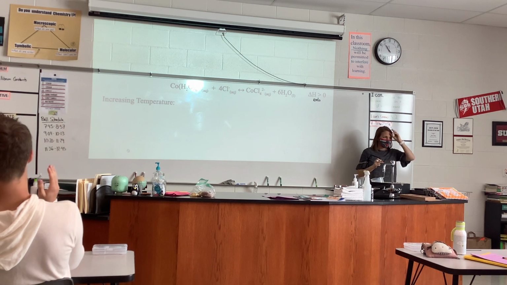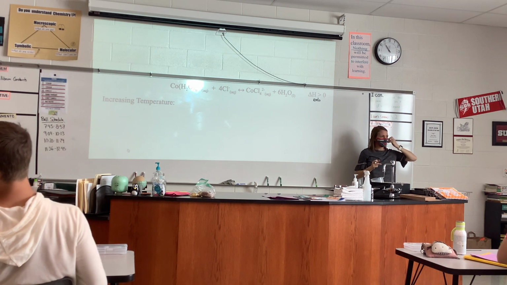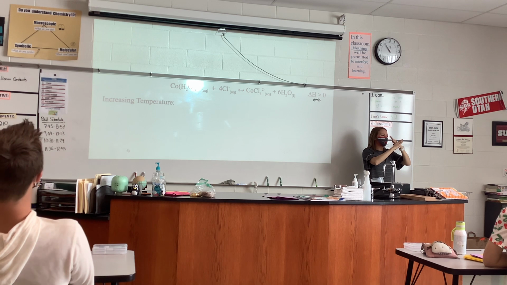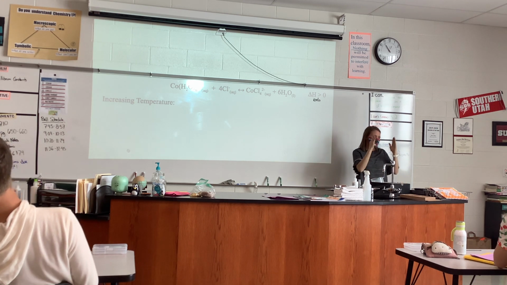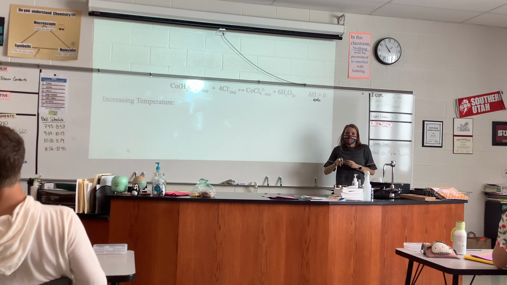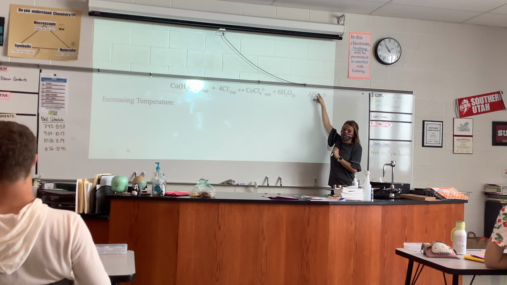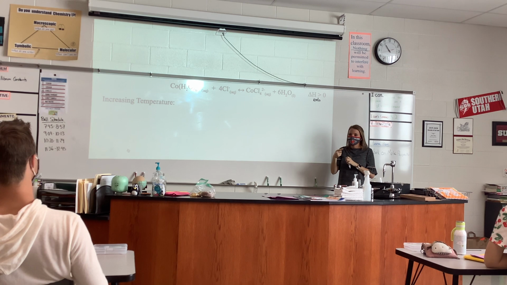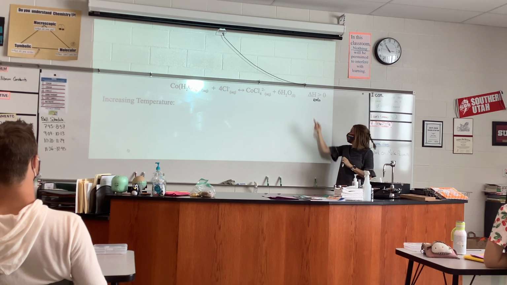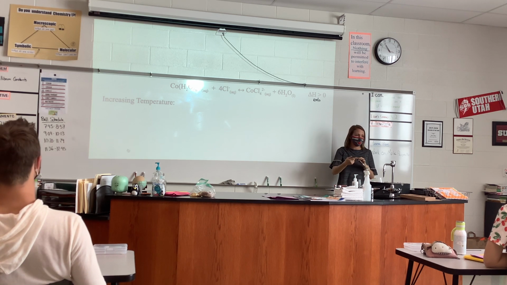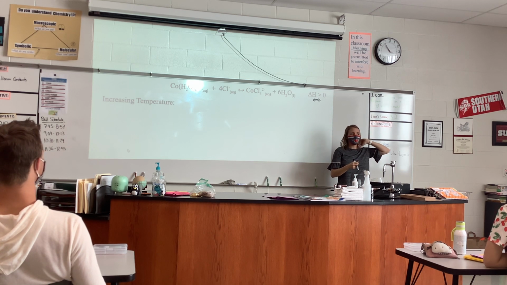The way I remember it is, a positive delta H means positive energy. If you have a positive bank account, that means money's going into the bank account. Endothermic, heat's going in. If you have a negative bank account, that means money's coming out of your bank account, right?